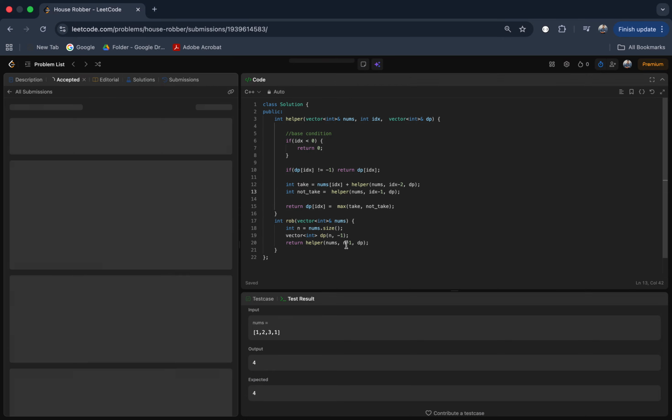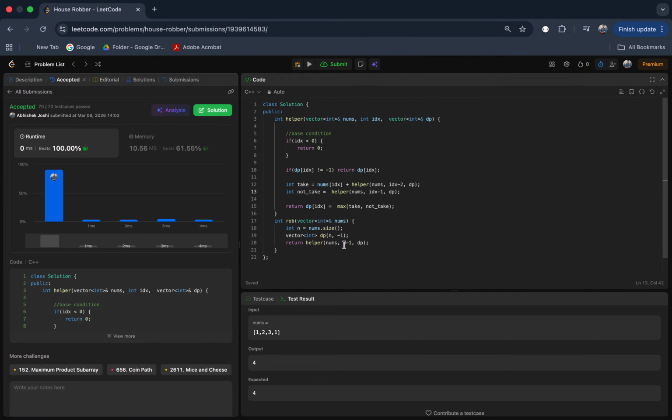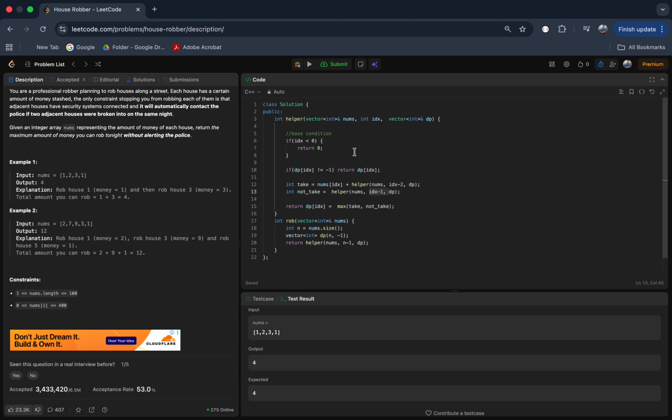We are starting from index n minus 1, and we are going till 0. If we take the n minus 1 element, then we are going to index n minus 2, and if we are not taking the n minus 1, then we are going to index n minus 1. So we can take one step back, and if we take the index, then we cannot take the one step back, we need to go two steps back, because adjacent ones we cannot take.